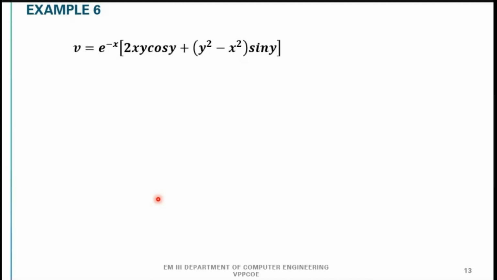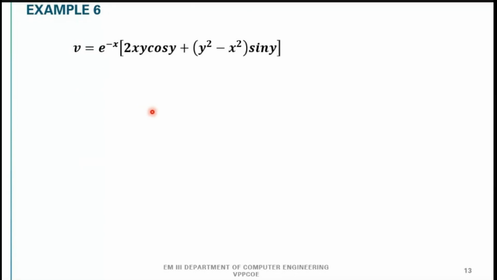You can take e raised to minus x with 4 terms हो जाएंगे. Just to avoid that, what I do is e raised to minus x as one term, and the bracket term is the second term. So apply u into v. Do it carefully. Vx, पहला e raised to minus x into derivative of the bracket term plus bracket term into derivative of e raised to minus x.